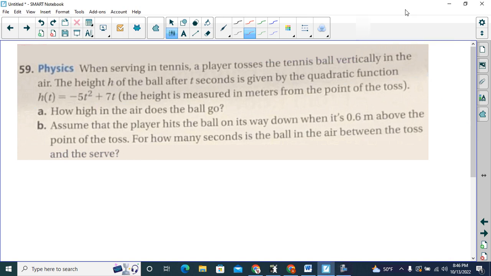Number 59 says when serving in tennis, a player tosses the ball vertically, and it gives us the height of the ball as a function of time. Part A wants to know how high the ball goes in the air.